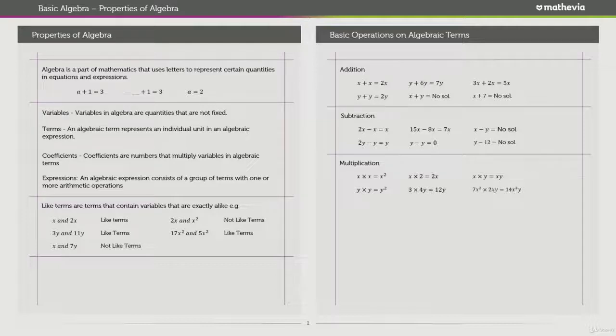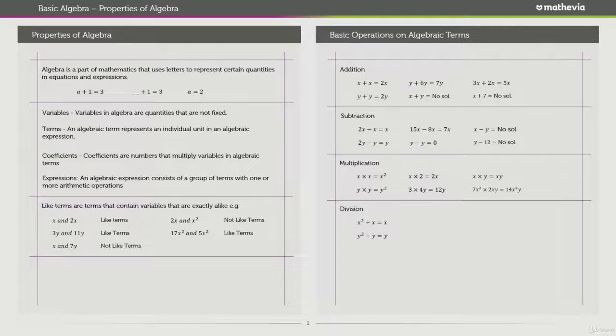Like I said, you can multiply everything. You can actually just split those down: 7 times x times x times 2 times x times y. You multiply everything out and it gives you 14x cubed y. So in algebra you can multiply everything. Keep that in mind. Now what about division?